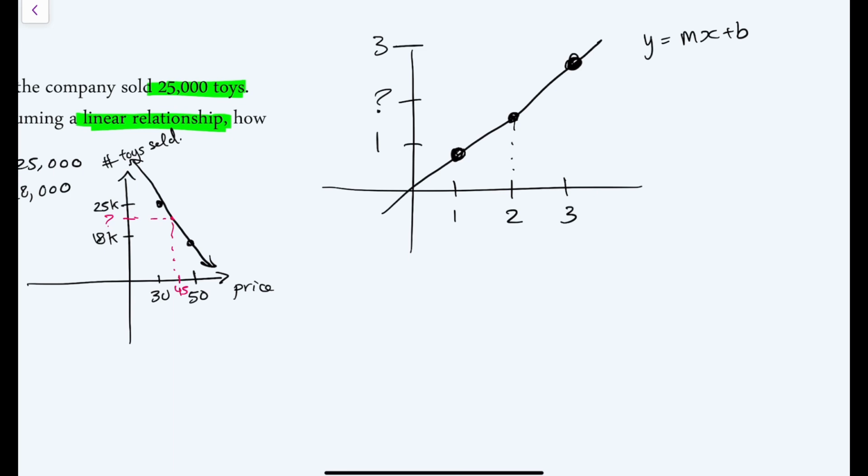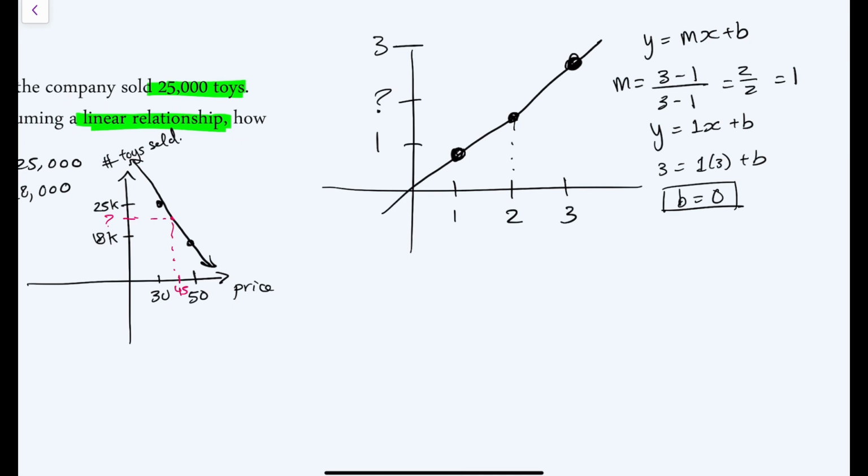So let's solve for the linear equation and see what that looks like. First we need to find the slope. So m is going to be 3 minus 1 over 3 minus 1, so 2 over 2, which is equal to 1. y is equal to 1x plus b. We plug in a point as we've done before: 3 is equal to 1 times 3 plus b. We subtract, and we end up getting b is equal to 0.